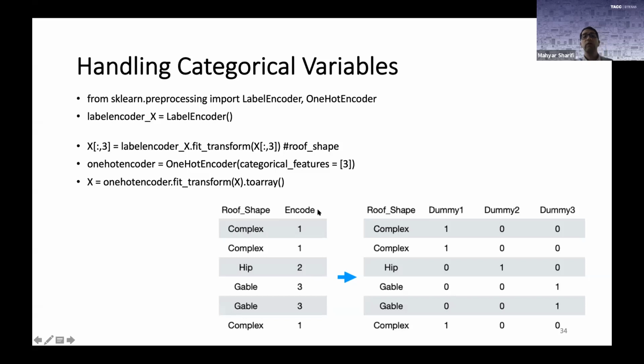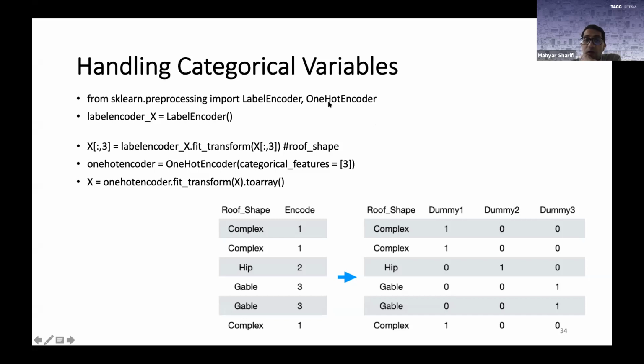However, if your model is based on Euclidean distance, it's going to put more weight on something like this. In this case, it's going to put more weight on gable type roof shapes for some reason, because the encoded value is 3 and it's simply higher than 2 and 1. So you want to avoid that, and for that you will have to create dummy variables in order to avoid such problems.